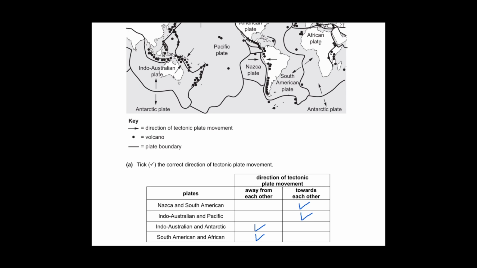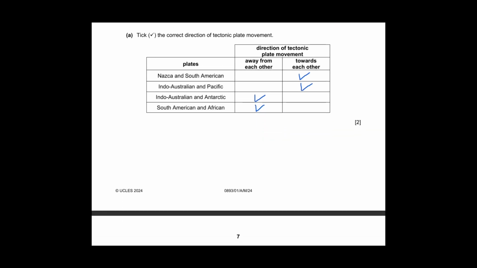Let's look at the next one, Indo-Australia and Antarctica. Look at the arrows again. The arrow of the Indo-Australia plate is pointing away from Antarctica at one point, and pointing away from that same plate, the tectonic boundary, towards the Antarctic plate at the other end. Both arrows are pointing away from each other, so that makes us know the right box to choose. I think this is very clear from the diagram. If you do this correctly, you get 2 marks fully.